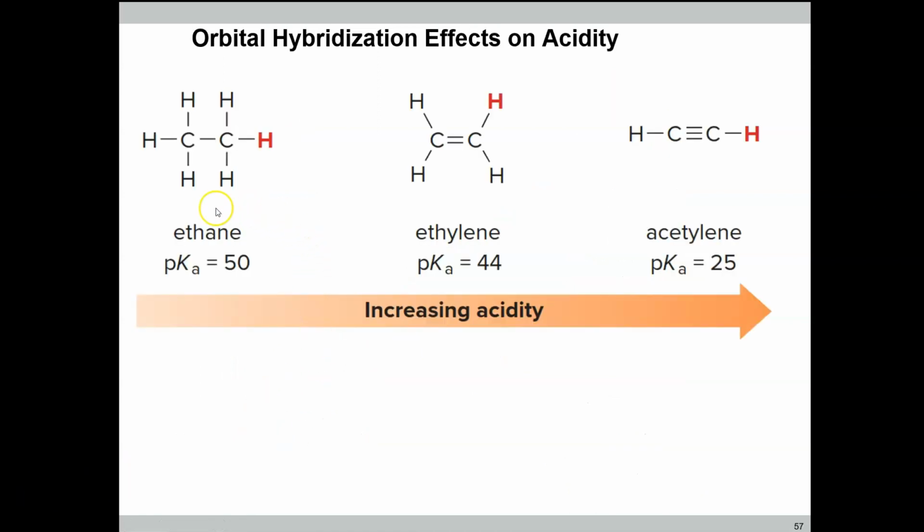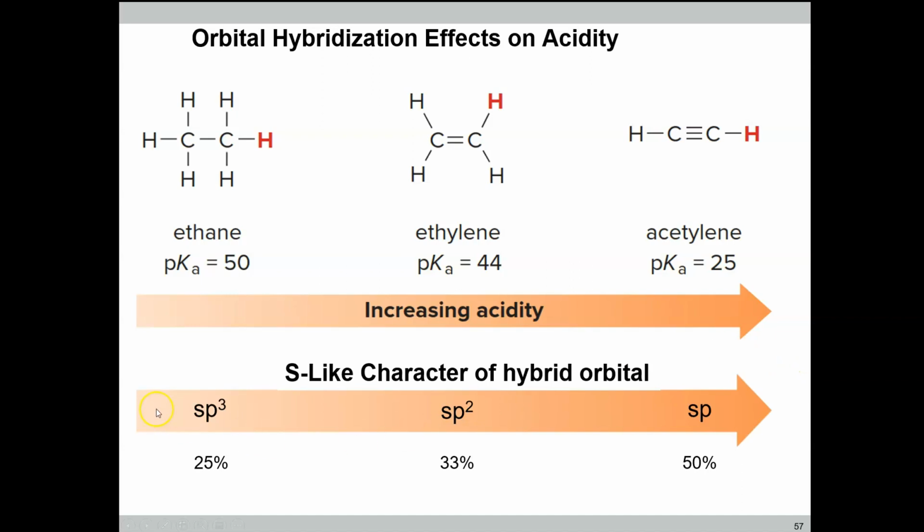Now I'd like to also look at the difference between ethane, ethene, and acetylene. These are single, double, and triple bonds, and it really has to do with the hybridization character of their orbitals. If you remember, if we're looking at this carbon, we have 4 different orbitals, and instead of an s and 3 p orbitals, it's actually 4 hybrid sp3 orbitals. And this one, because we've hybridized all of them for the sigma bonds, is about 25% s-like.